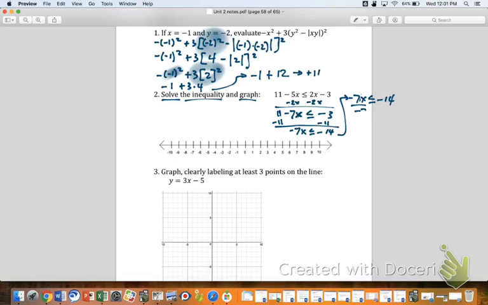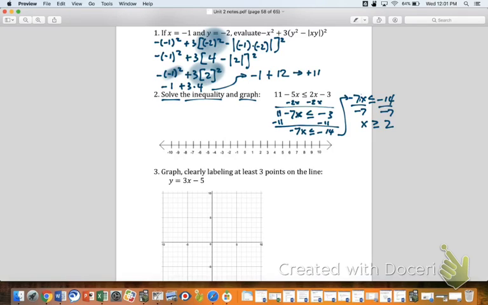So then, what's my final step? Divide by -7. What's the key step here? If you divide both sides by a negative, the inequality has got to flip around. Yep. So instead of x being less than anything, it's going to be x is greater than or equal to 2.